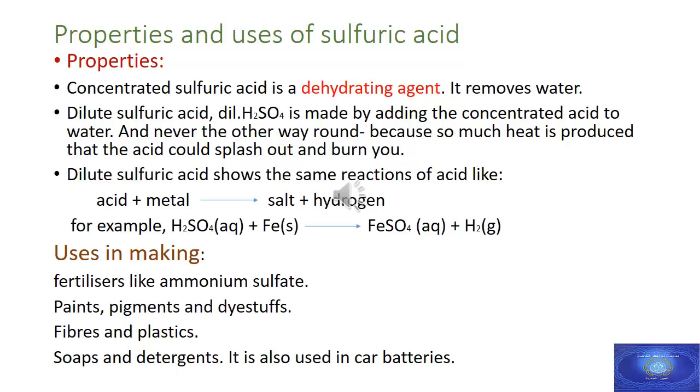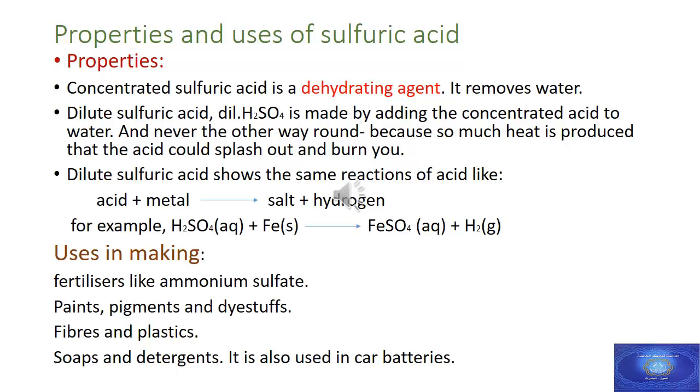In the previous lesson, we learned how sulfuric acid is manufactured. By which process? Contact process. Now we will learn about its properties and uses. First are the properties. Concentrated sulfuric acid is a dehydrating agent. What is the meaning of dehydrating?